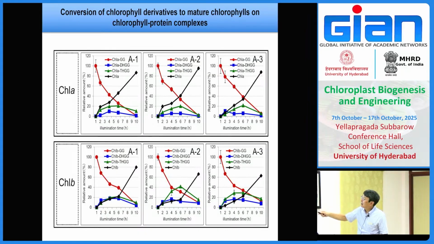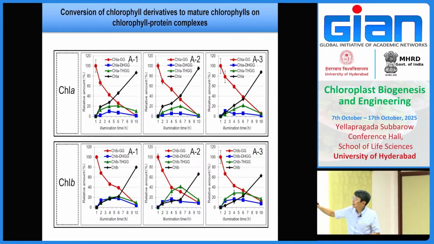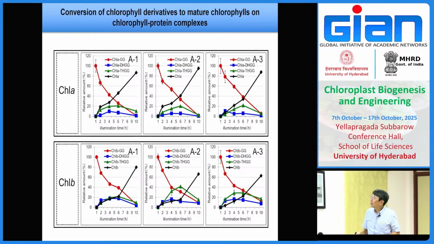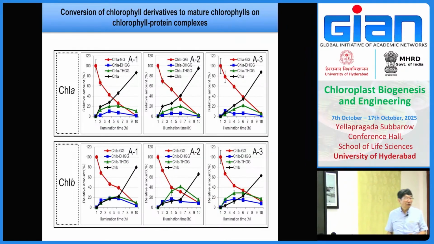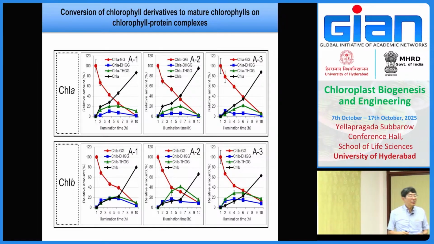Dihydrogeranylgeranyl chlorophyll A transiently goes up and down. Tetrahydrogeranylgeranyl chlorophyll A is also similar. The pattern is very similar in the A2 fraction, which is the PS1 core and PS2 core, and A3 is also the same. So each chlorophyll protein complex associates, during intermediate illumination, both chlorophyll A and chlorophyll A derivatives. Chlorophyll B is also very similar.